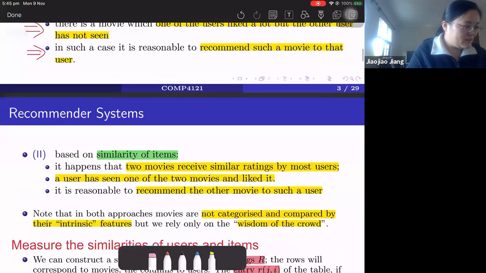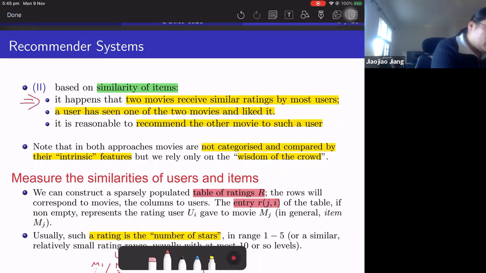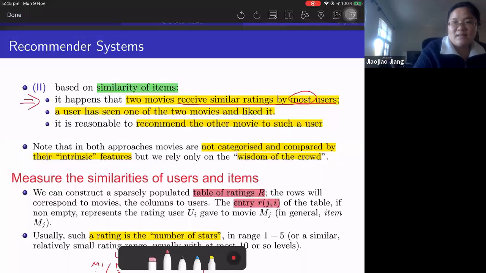The second flavor is based on the similarity of items, which are highlighted in green here. So if two items are similar items, let's say that the items are movies, it happens that the two movies receive similar ratings by most users. If two movies are similar, then often they will receive similar ratings by most users. And then if a user has seen one of the two movies and liked it, it is reasonable to recommend the other movie to this user, right? So this is based on similarity of items. All right.